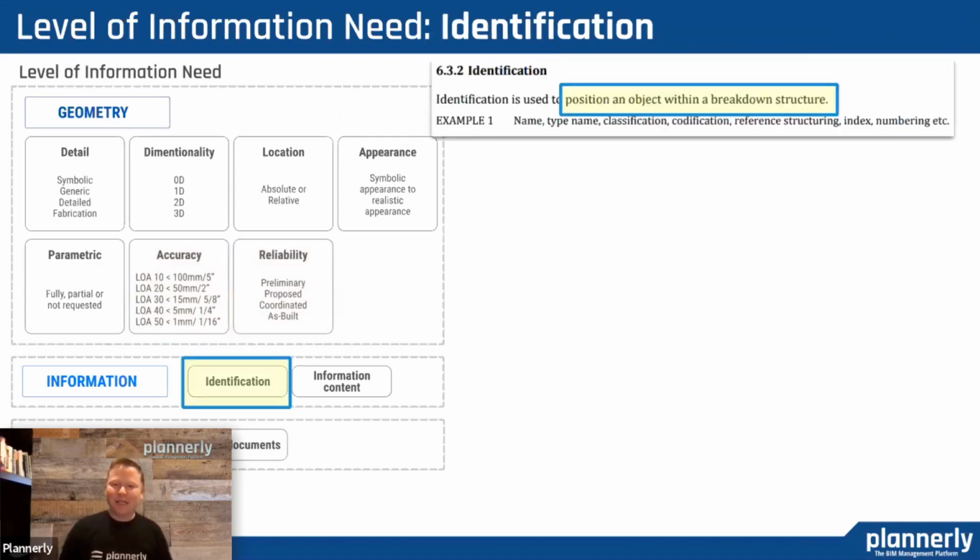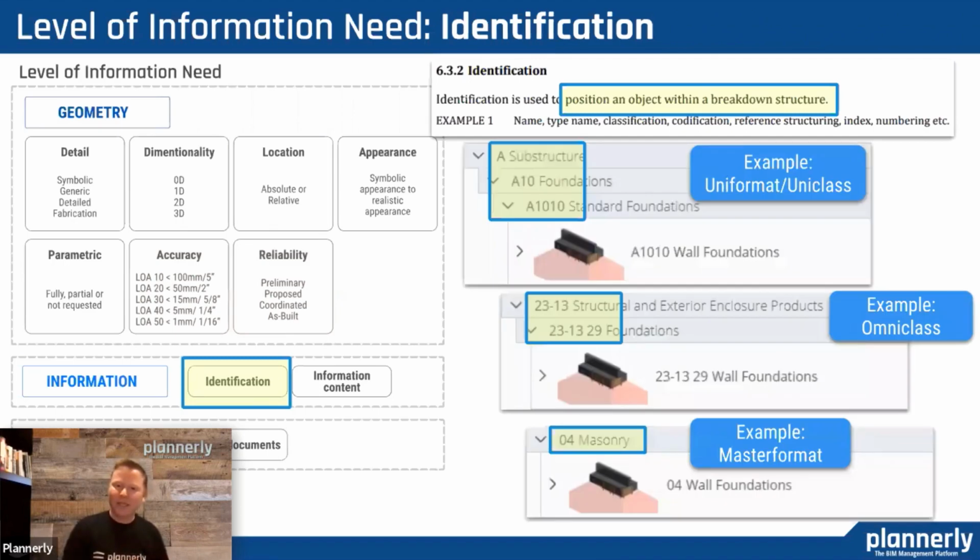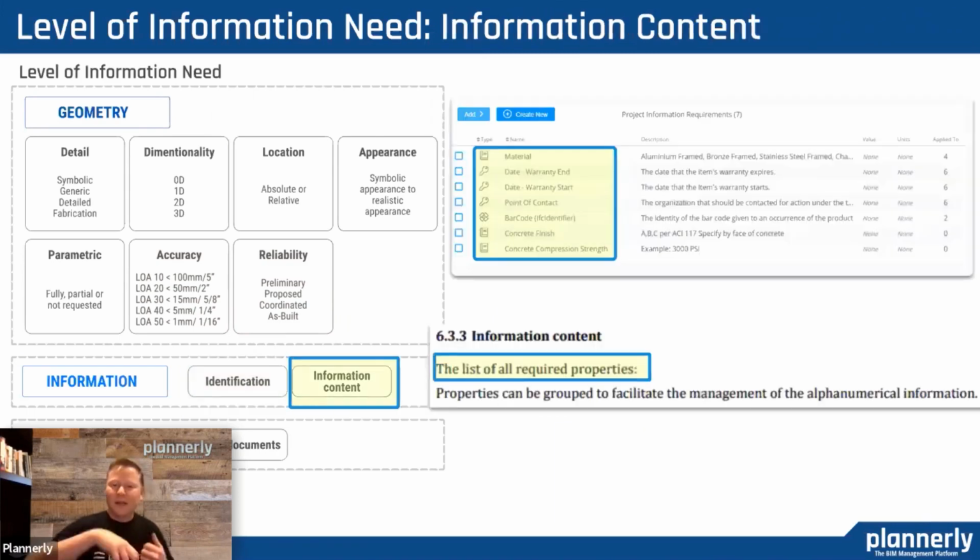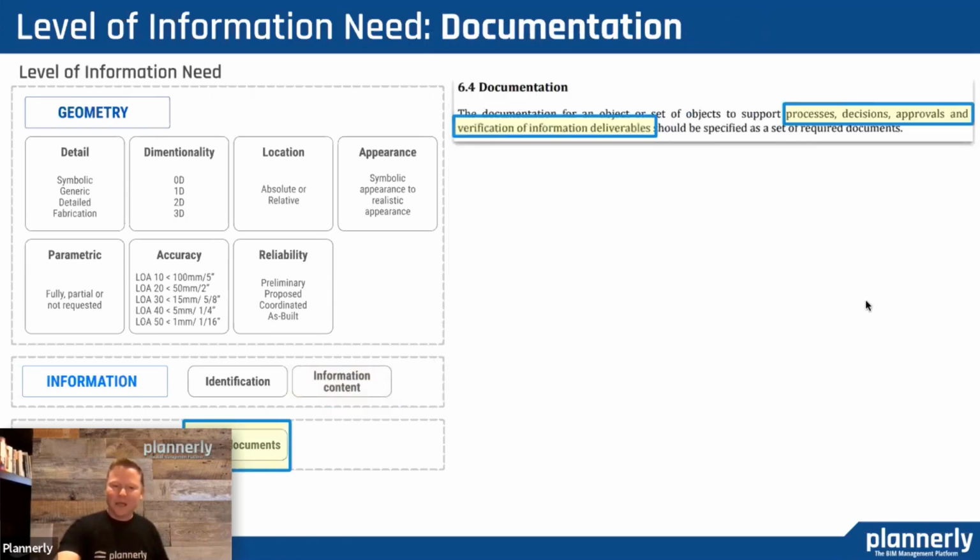Then we look at information and being able to identify the object within a breakdown structure. We talked about those breakdown structures, whether they are Uniformat, Uniclass, MasterFormat, all of these different types of breakdown structures, and understanding that they have potentially a coding system as well. Not only do we need to identify where this is, but also the information related to maybe a warranty detail. Maybe we need to know what the point of contact is if something goes wrong, or we need to barcode something in the physical world as well, so we can connect some form of identification for that object in the model. And then the last one is documentation.